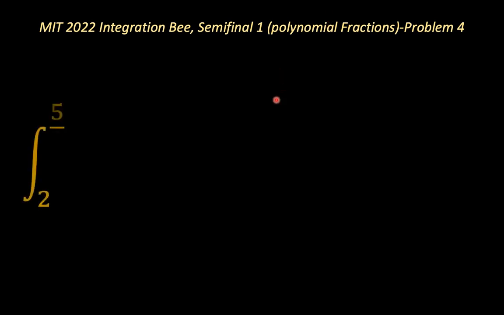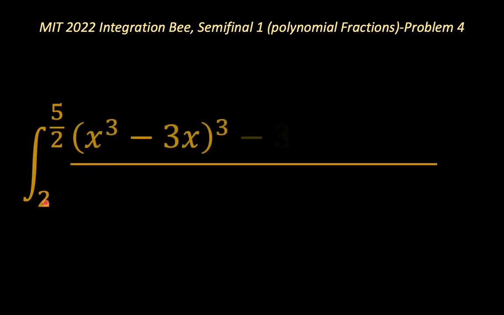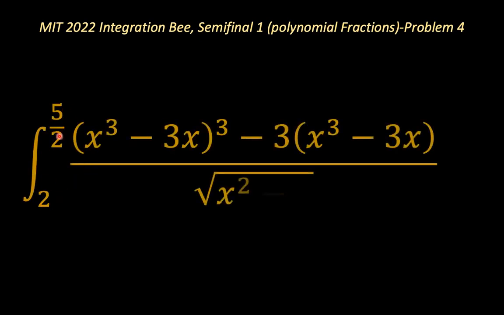So our problem today is the integral from x equals 2 to x equals 5 over 2 of (x cubed minus 3x) cubed minus 3 times (x cubed minus 3x), all that over the square root of x squared minus 4. So this problem looks very intimidating, just in terms of how things are all scattered about. But we'll attempt to solve it in a way that is easy to appreciate.